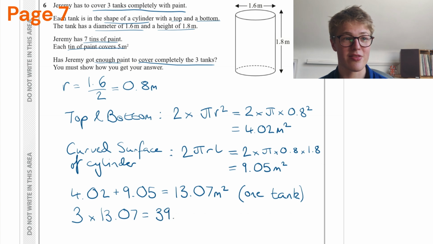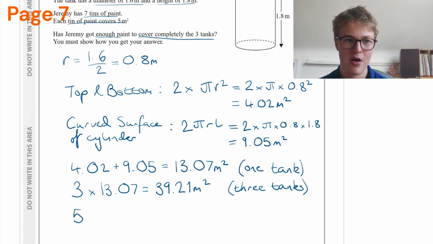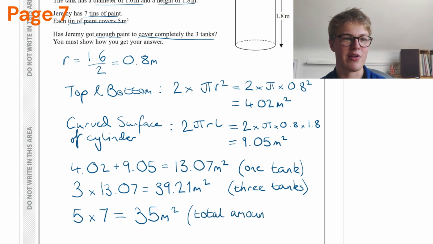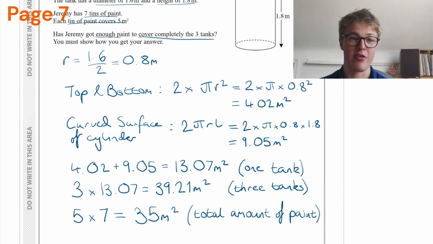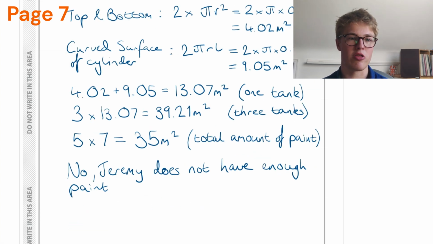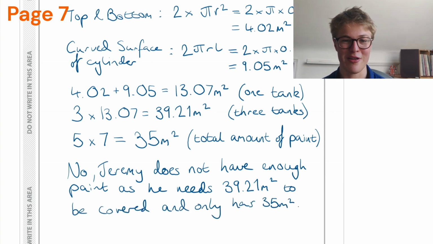For 3 tanks, this is going to be 3 times 13.07, which gives us 39.21 meters squared. The total amount of paint we have is 7 tins, and each tin covers 5 meters squared, so 5 times 7 is 35 meters squared, and that's the total amount of paint that we have available. That means that Jeremy does not have enough paint, as he needs 39.21 meters squared to be covered, and he only has 35 meters squared available.